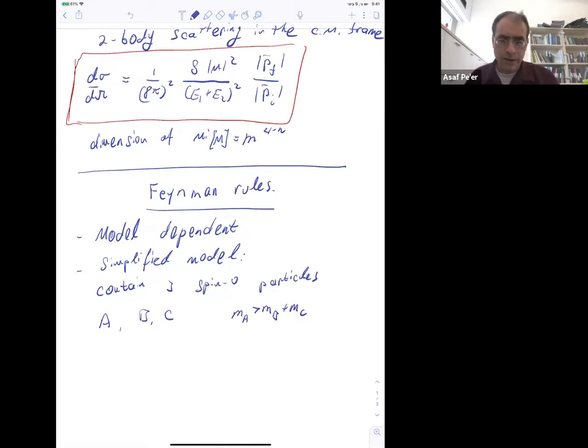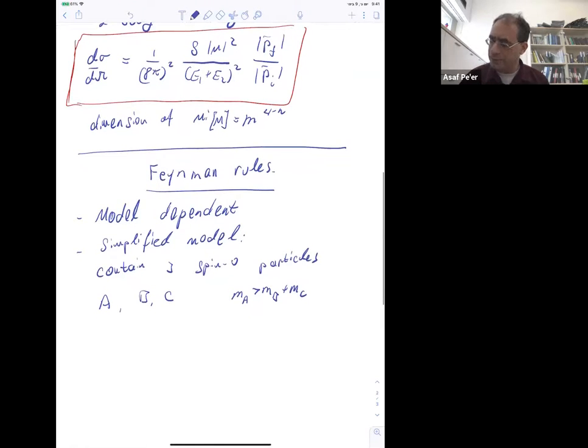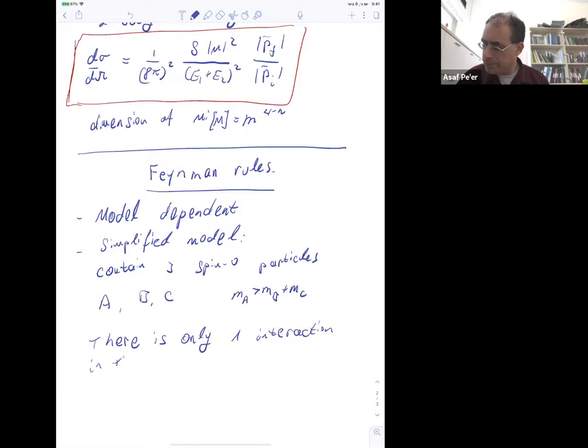There are no antiparticles, so each particle is its own antiparticle. And there is only one way for them to interact. There's only one vertex that is allowed, and this is the vertex that connects all three of them. There is only one interaction in the theory that connects A, B, and C.